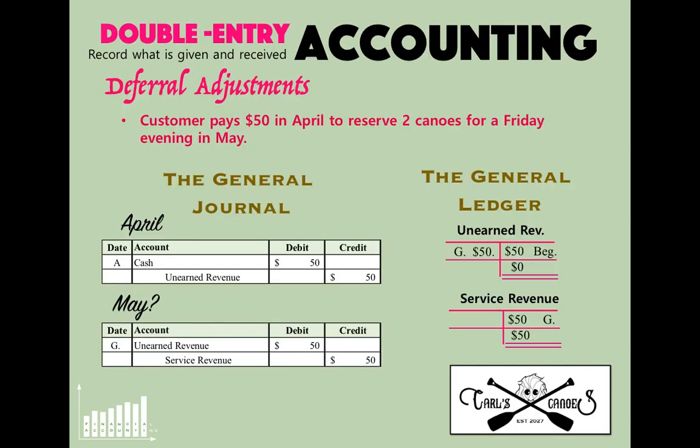So, he needs to make a deferral adjustment. What's he going to do in May? He's going to debit his unearned revenue account. Okay, he's going to reduce the liability, unearned revenue, and he's going to credit service revenue for $50 to show the fact that he's earned this revenue in the month of May. That entry there, letter G, is what is called a deferral adjustment, or an adjusting entry. Okay, so that's one.